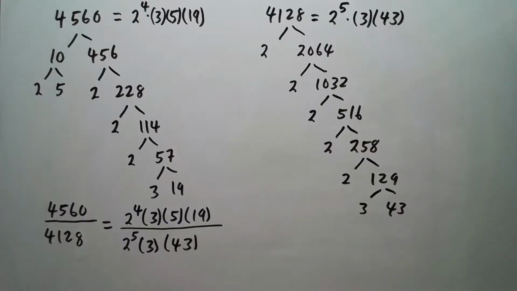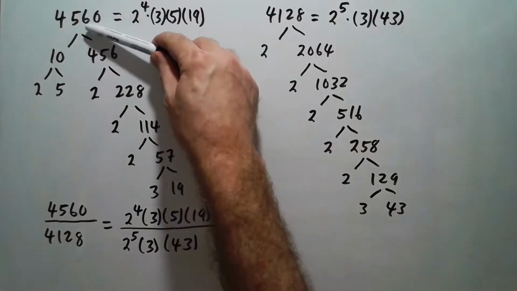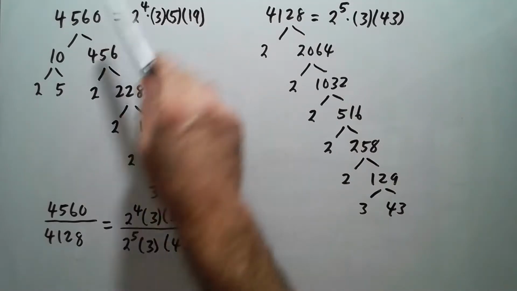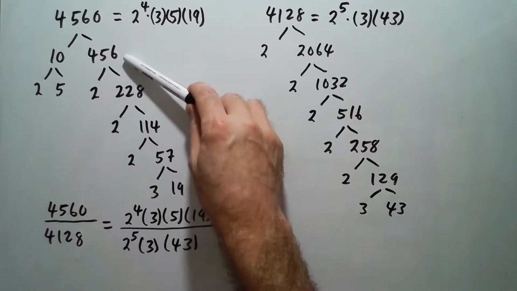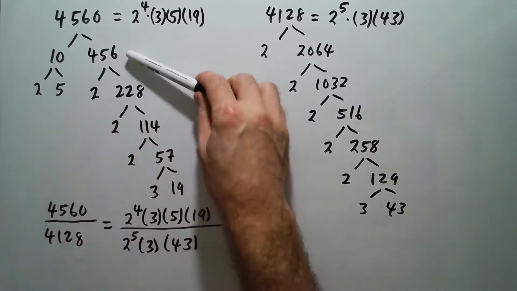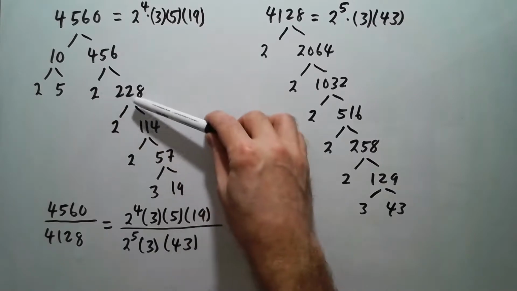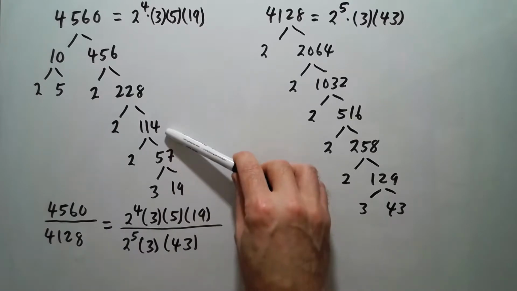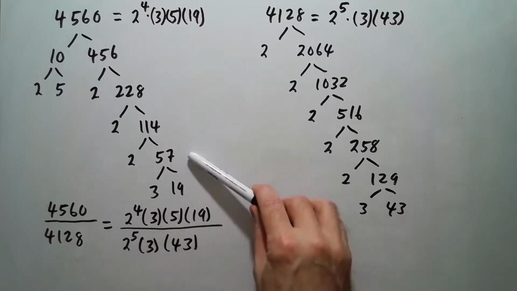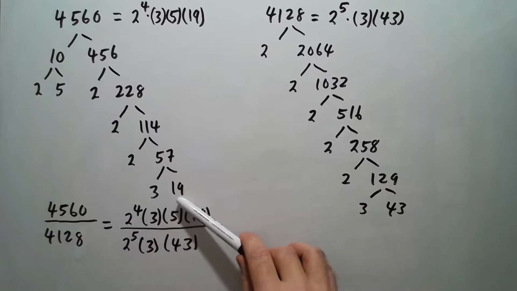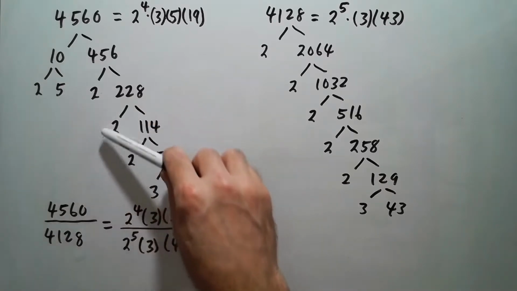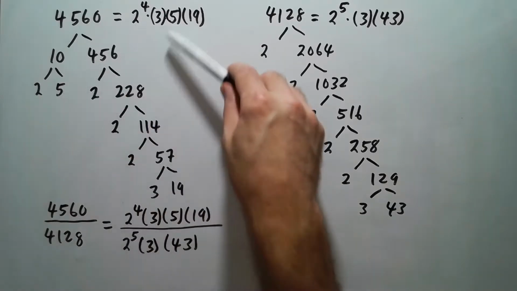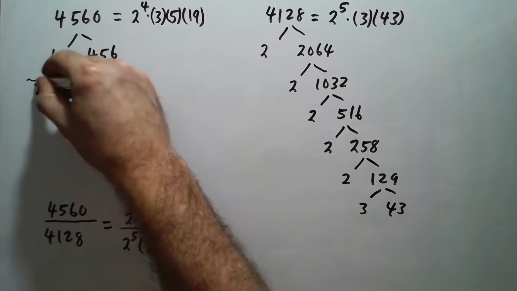I'm doing the prime factorizations of the numbers here. Our first number is 4,560. It ends in a 0, meaning 10 divides it, so it'll be 10 times 456. 10 breaks down as 2 times 5. 456 breaks down as 2 times 228, you can check. 228 breaks down as 2 times 114. 114 breaks down as 2 times 57. And 57 breaks down as 3 times 19. So we have 4 twos, a 3, a 5, and a 19. So here are the prime factors.